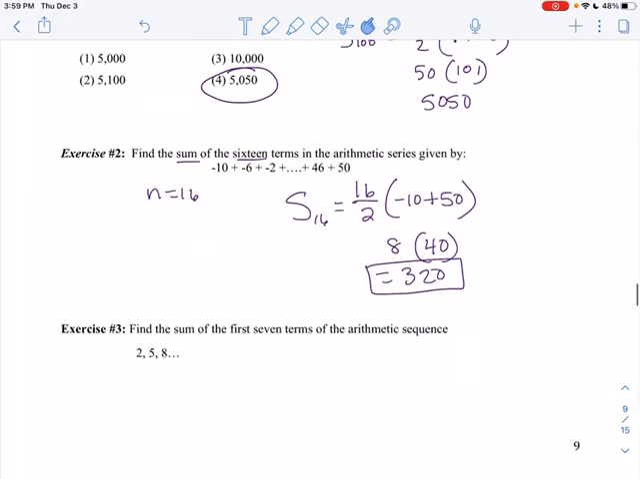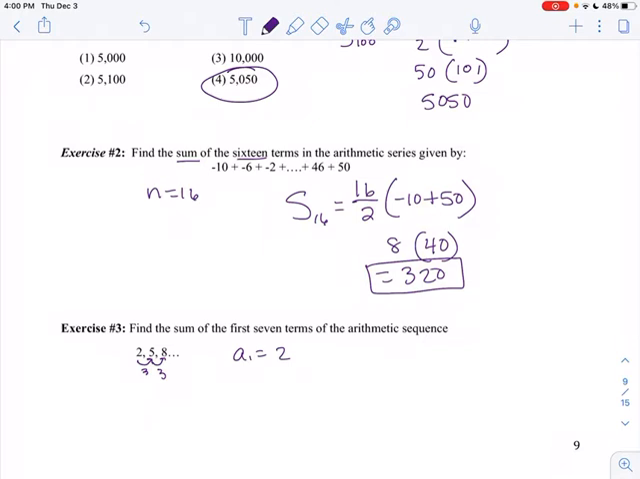All right, so it's really just a matter of using the formula. It can get a little bit trickier though, so we'll look at some trickier ones. Number 3, find the sum of the first 7 terms of the arithmetic sequence. Okay, look at the difference. Let's find out what's going on here. I'm adding 3 each time, to get from 2 to 5, to get from 5 to 8. I'm adding 3. My first term is 2, so I know that.